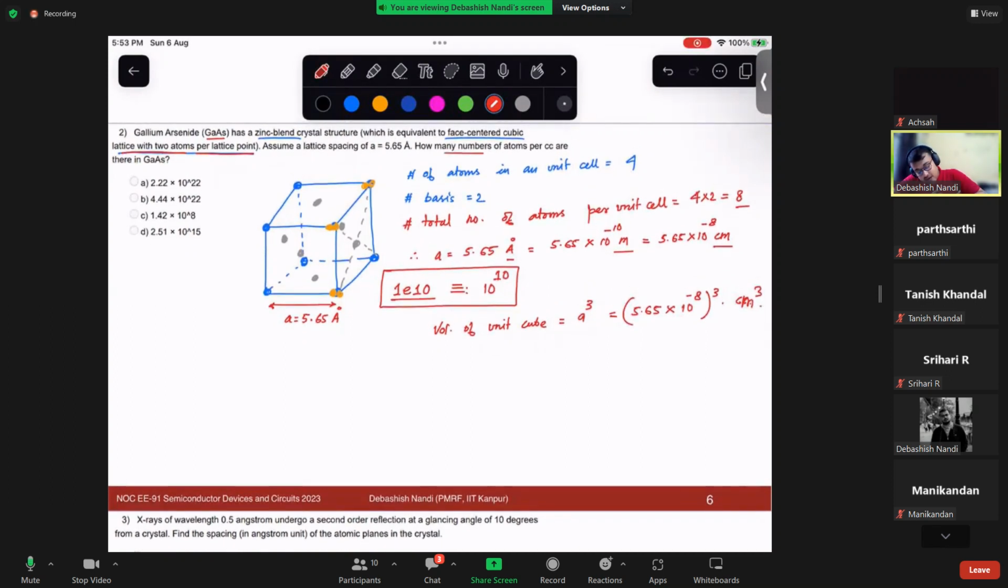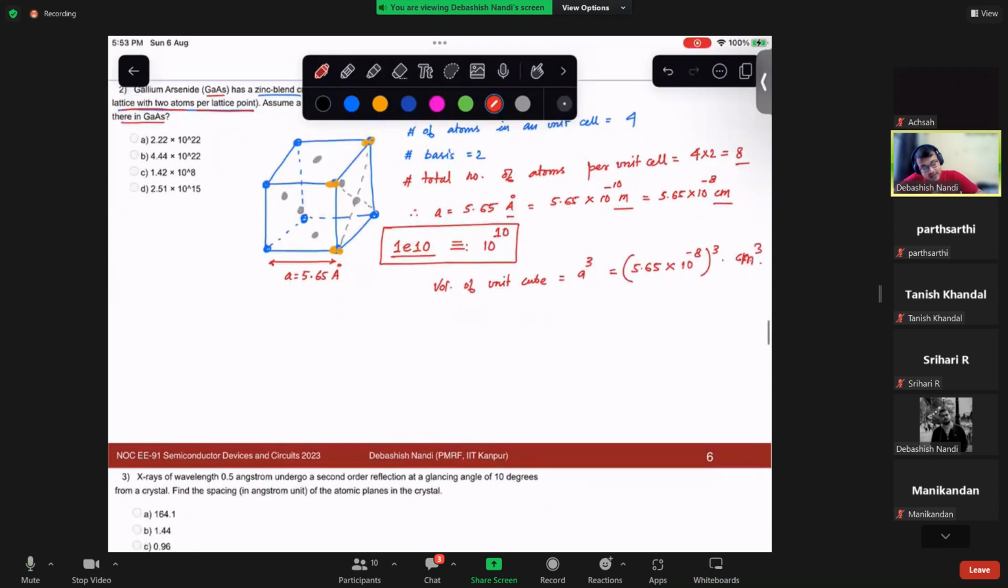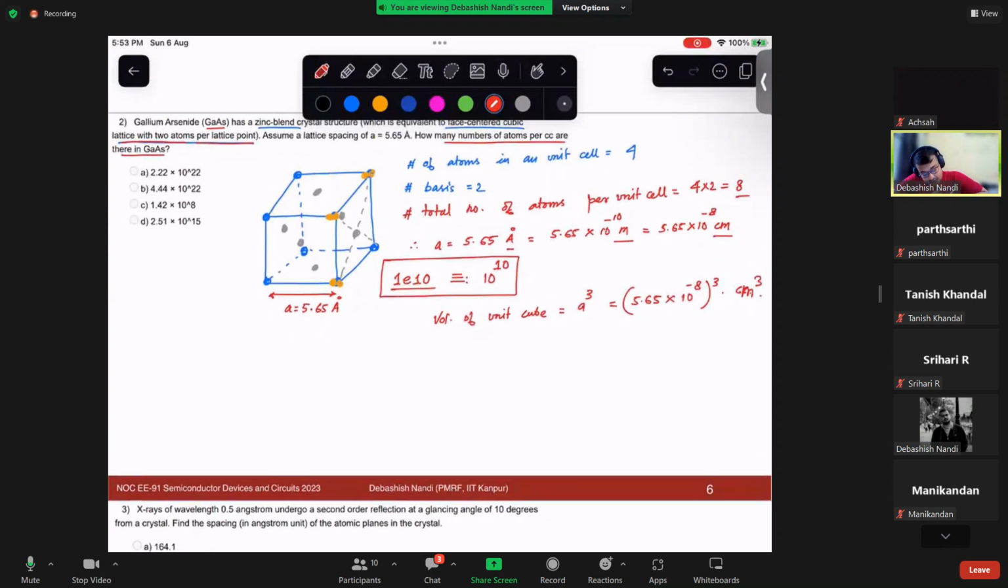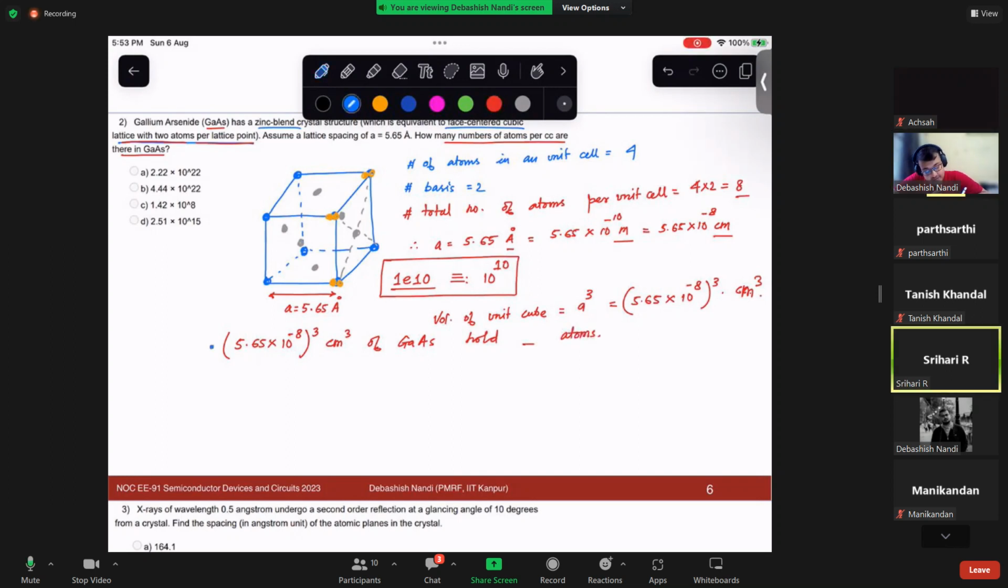So how many atoms per cc are there in gallium arsenide? We see that (5.65 into 10 raised to minus 8) cubed centimeter cube of gallium arsenide holds how many atoms? Anyone? 8 atoms, right?